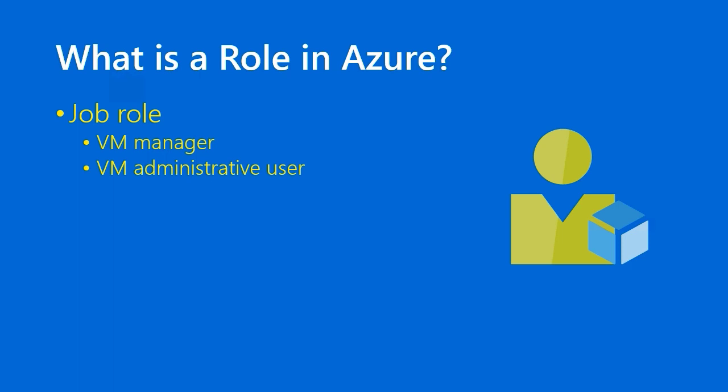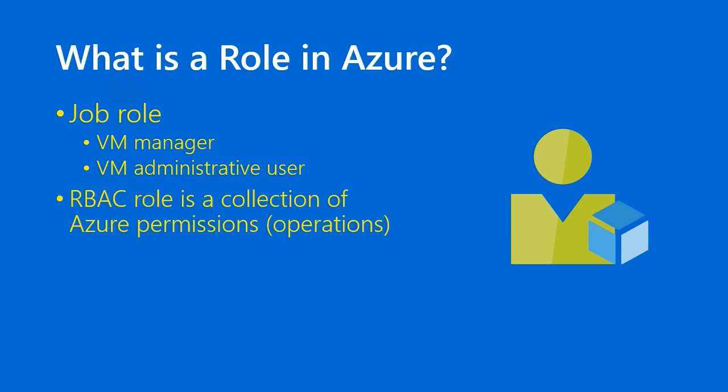So the idea with a role is that a role is simply a named collection of permissions that align to a particular task set. RBAC stands for Role-Based Access Control, and that is the authorization method used in Microsoft Azure, and those permissions are actually called operations under the hood.